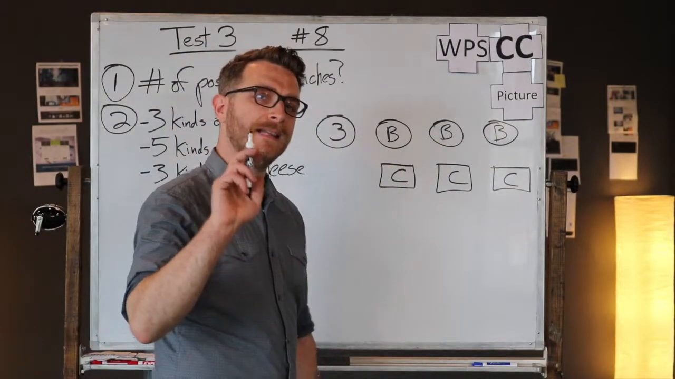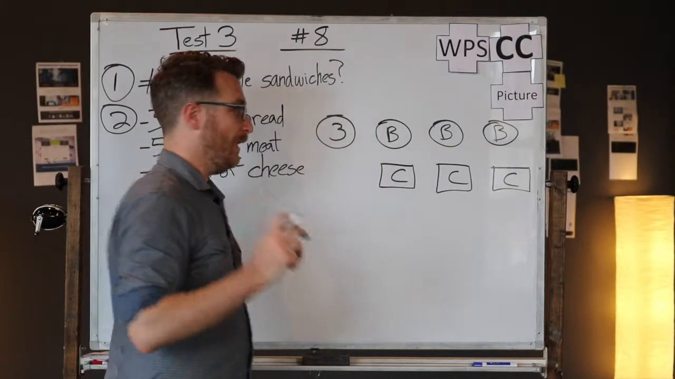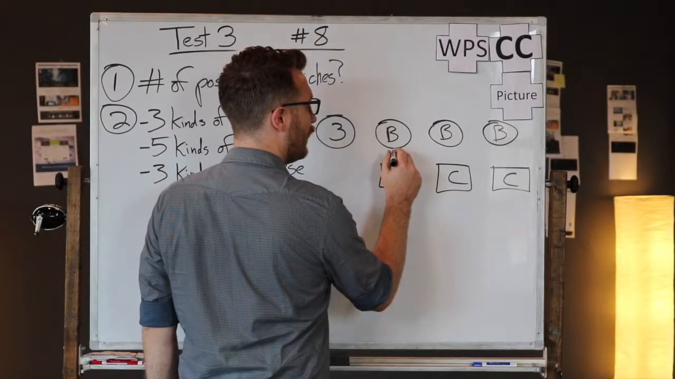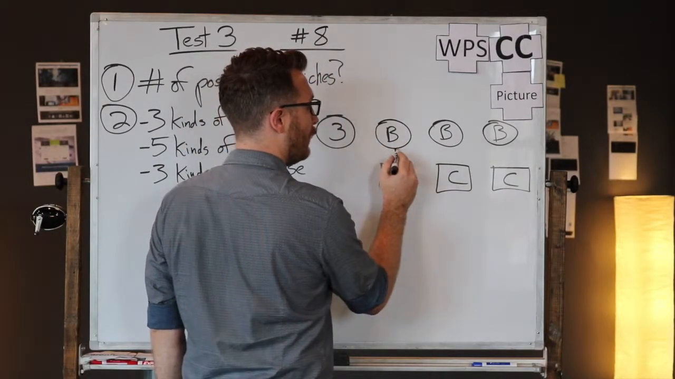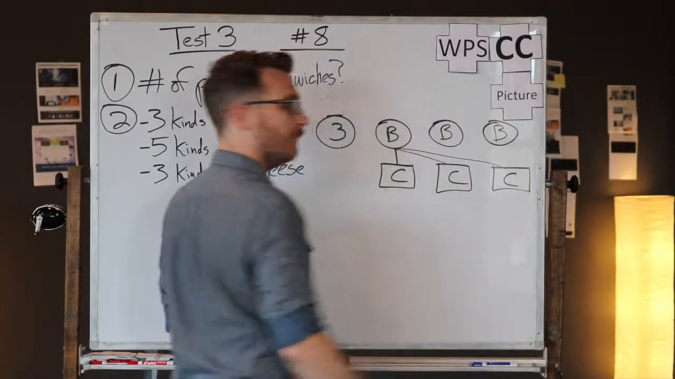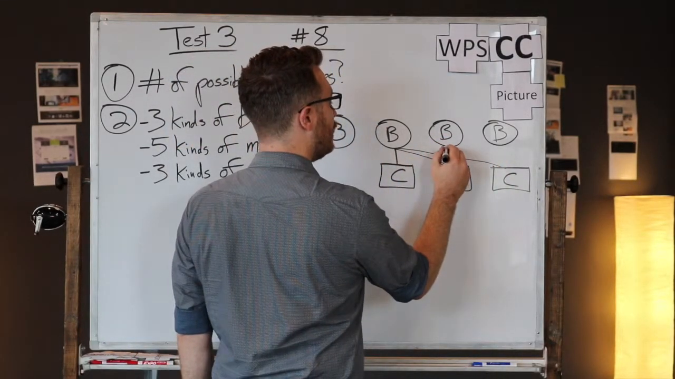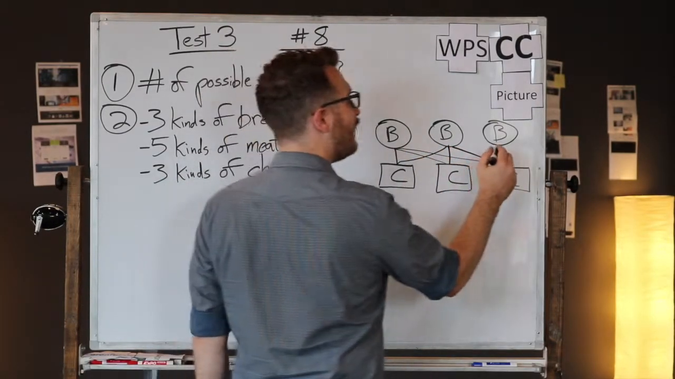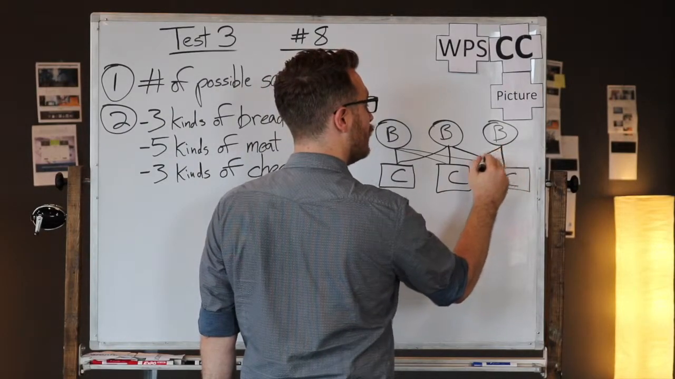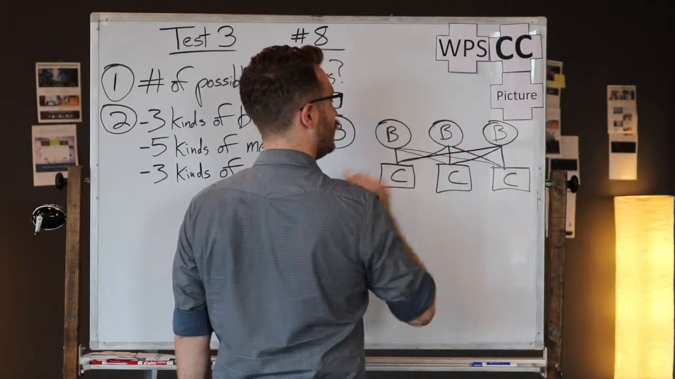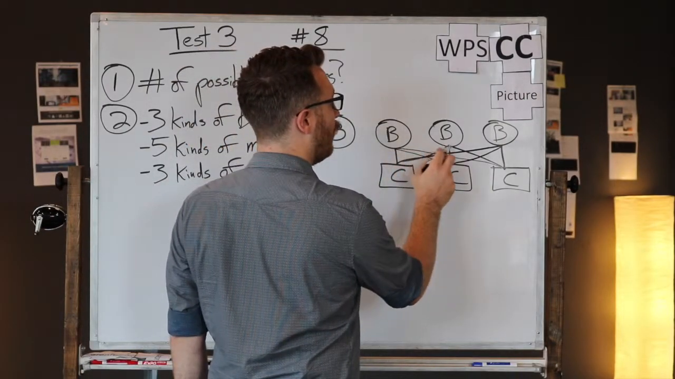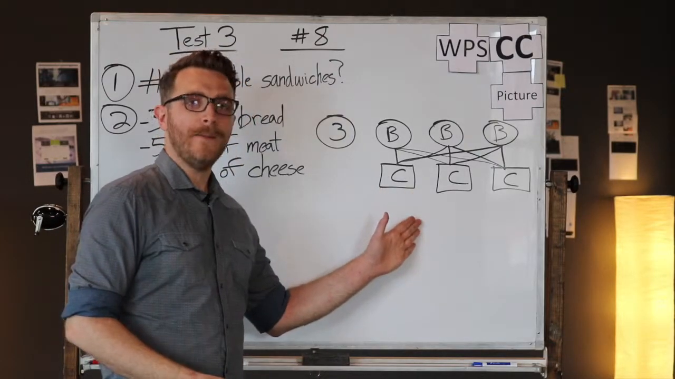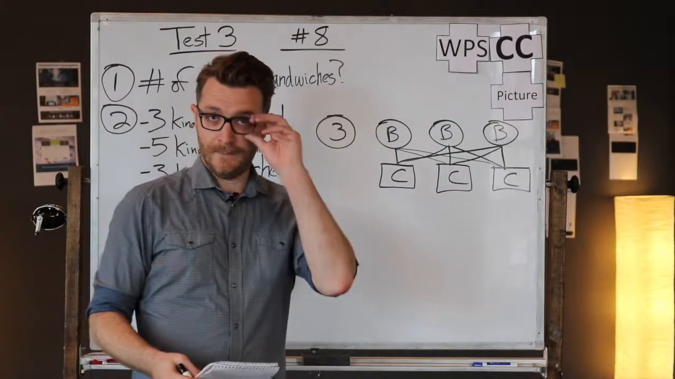Let's think about it. I'm going to draw a line for every combination of 1 bread matched with 1 cheese. Okay? This bread can be matched with this cheese. That's 1 combination. 2, 3. All right, let's move on to the next bread. This bread can be matched with this cheese, this one, and that one. That's 3 more. And finally, this bread can be matched with this cheese, and that cheese. So I drew 1, 2, 3, 4, 5, 6, 7, 8, 9 lines. I have 9 combinations of cheese and bread.